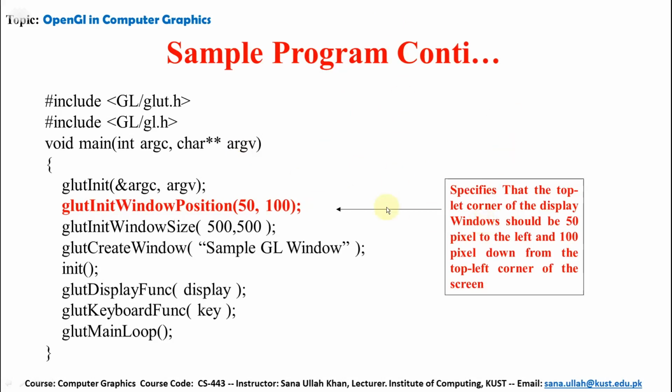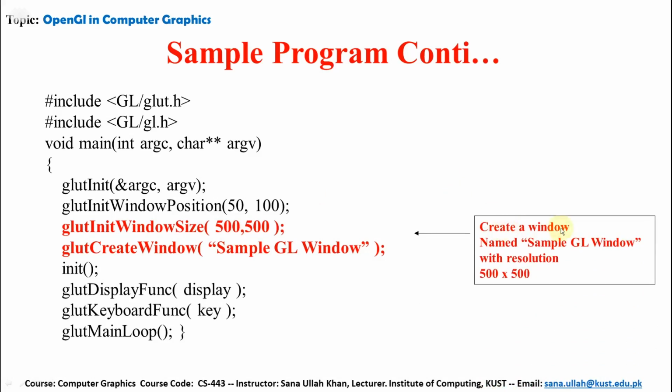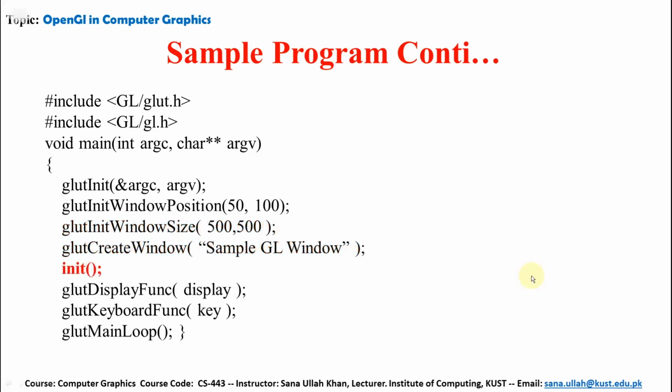After that, we mention the size of the window, that is, how big the window will be, meaning the resolution of the window. In this case, we input two parameters, one for the x axis and one for the y axis. 500 by 500 means a 500 multiplied by 500 resolution window. Then create a window. This is the caption of the window, meaning the title bar, with the name Sample GL Window with resolution of 500 multiplied by 500.